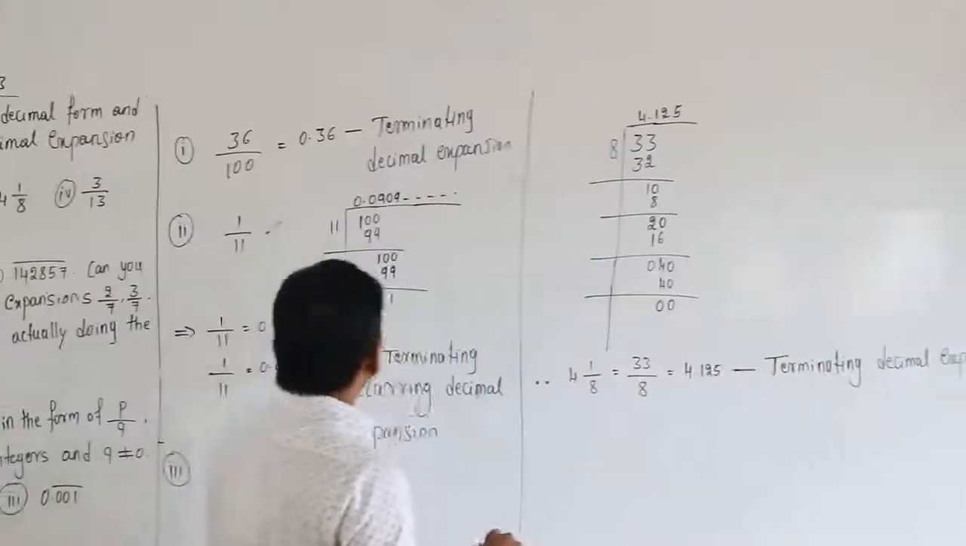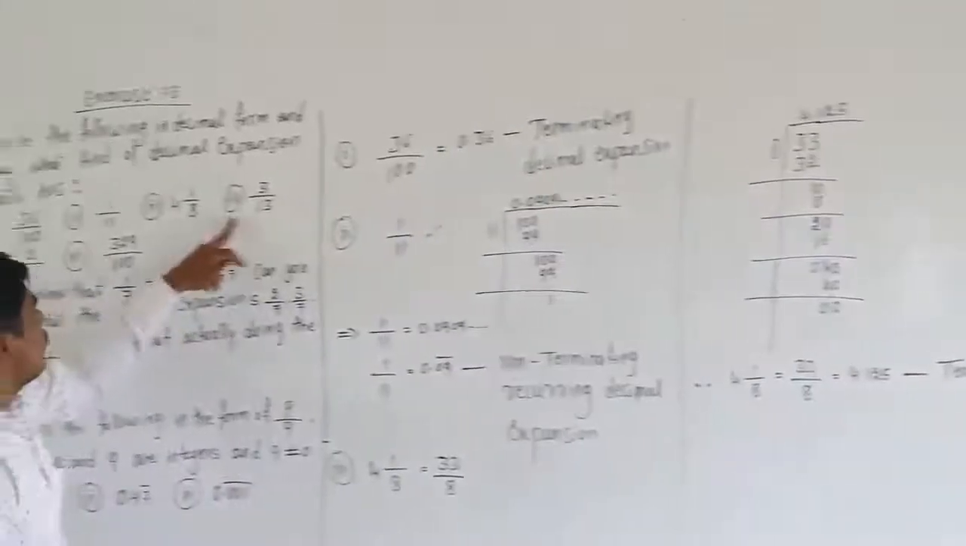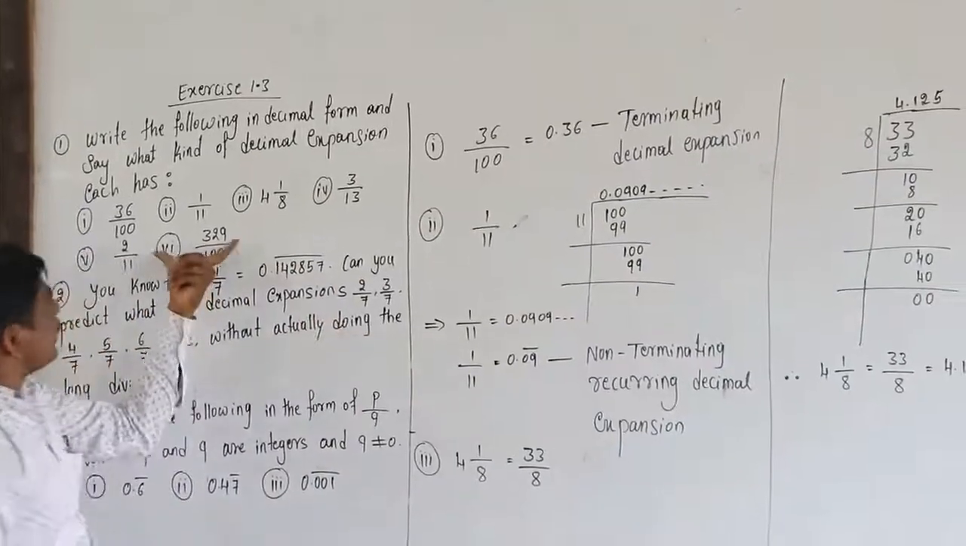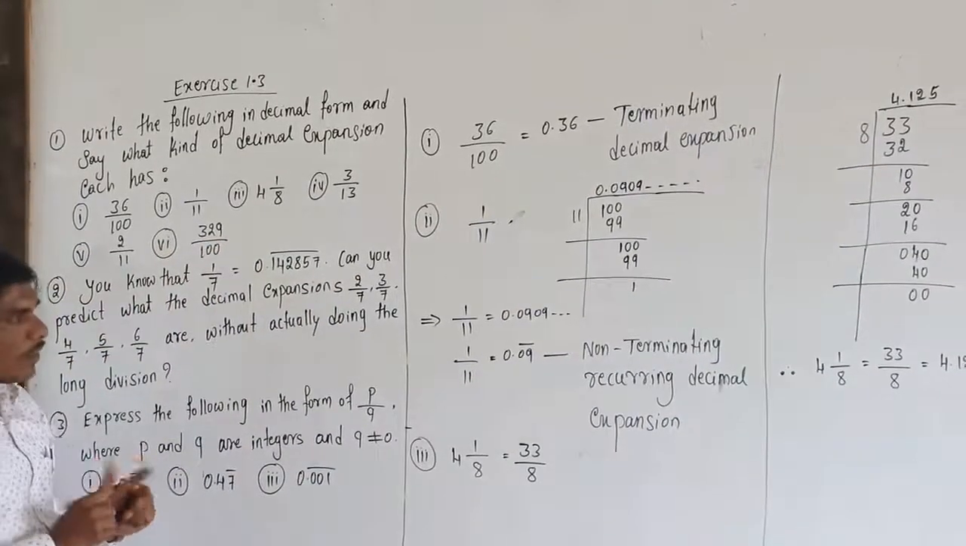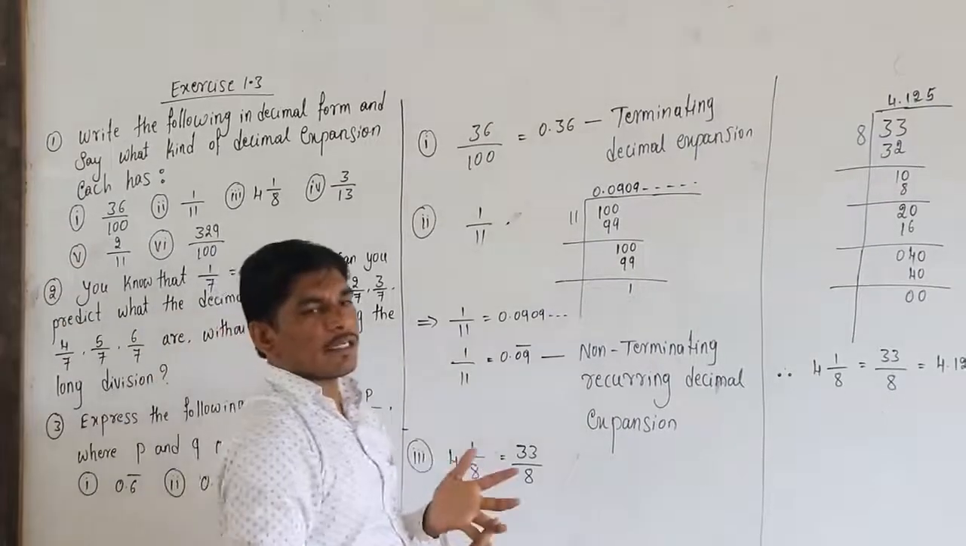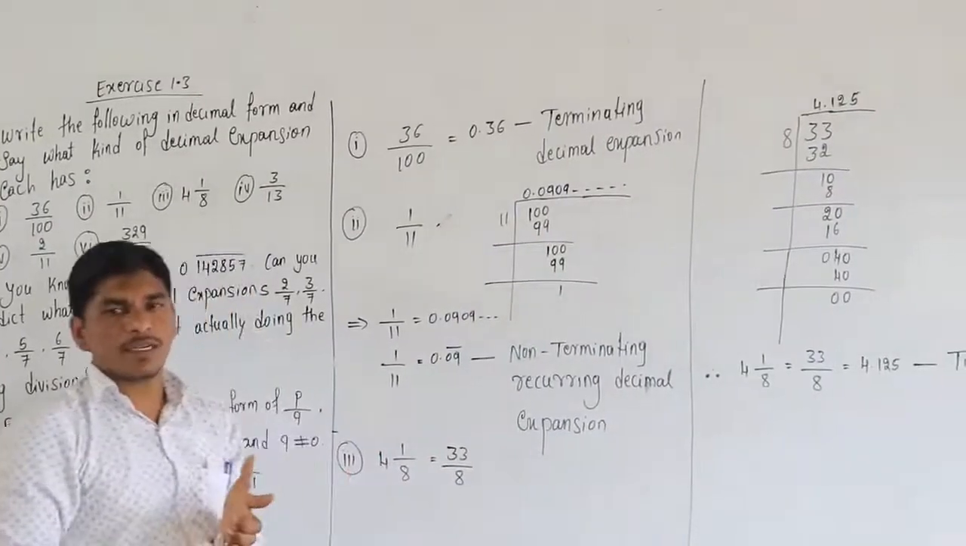So here the remaining 3 questions are there, the 4th one, 5th one and 6th one. Similarly you have to try it. Now once again I will explain all the points: terminating, non-terminating and non-terminating and non-recurring.